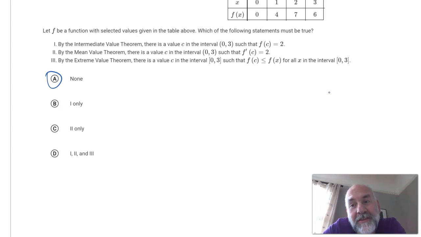Last one. Answer is none. Because we have no indication this thing is differentiable or continuous, then we can't apply any of these theorems because it doesn't say anything on there about the function being either differentiable or continuous. So move on with our lives.